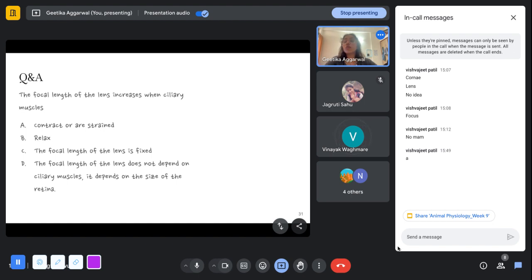Next question. Focal length of the lens increases when ciliary muscles do what? Do they contract or do they relax? Or is it fixed? Or does it not depend on the ciliary muscles at all? So how does the focal length of the lens get increased? Focal length basically means how far the image is being formed from the lens. If the focal length is shorter, the image is forming closer to the lens, and if it's longer, the image is forming further from the lens.